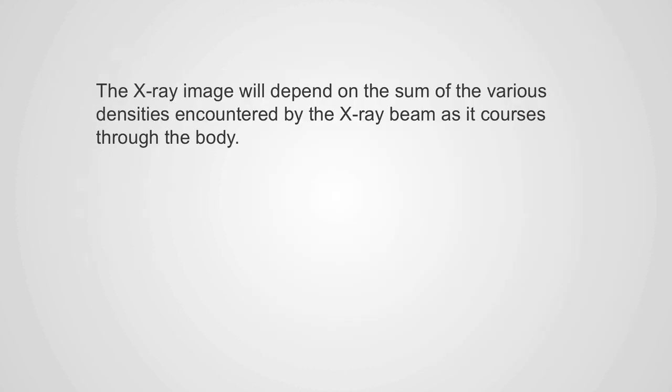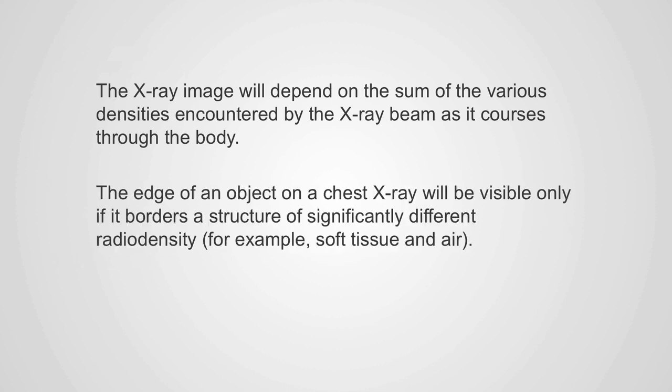So to recap, the X-ray image will depend on the sum of the various densities encountered by the X-ray beam on its course through the body. The edge of an object on a chest X-ray will be visible only if it borders a structure of significantly different radiodensity, for example, soft tissue and air.